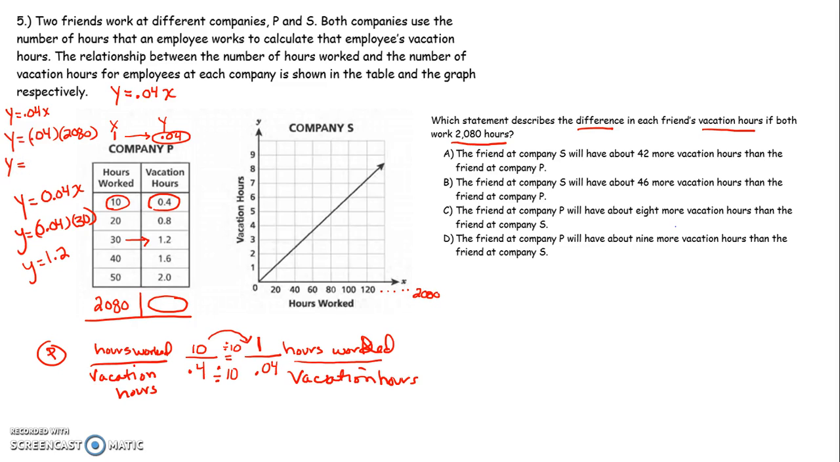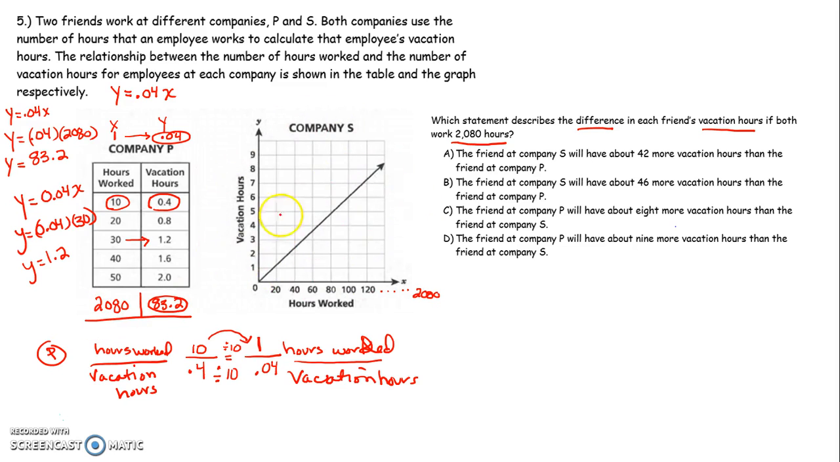So multiply 0.04 by 2,080. 0.04 times 2,080, 83.2. So it looks to me like 83.2 vacation hours would be earned. 83.2 vacation hours at Company P if you worked 2,080 hours.